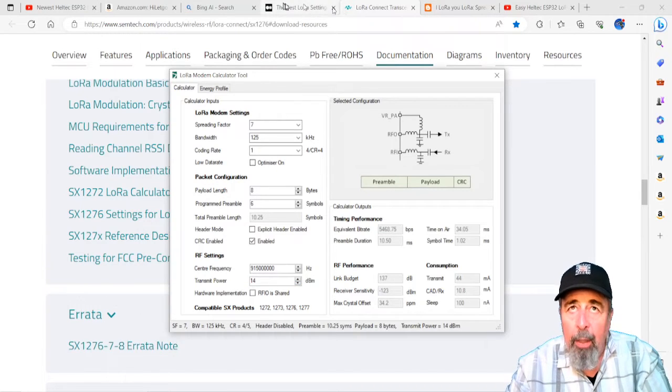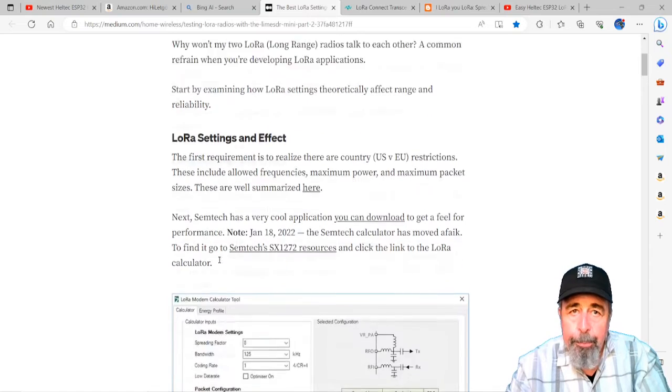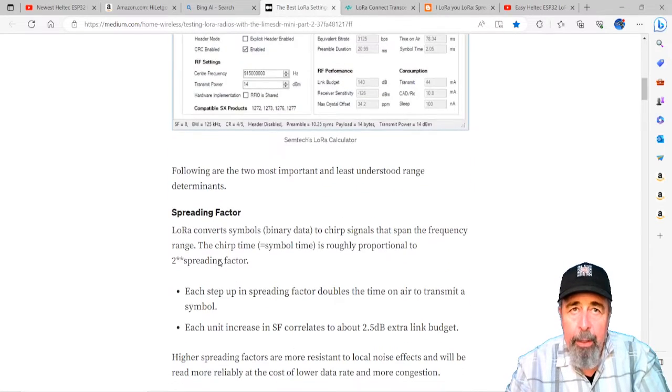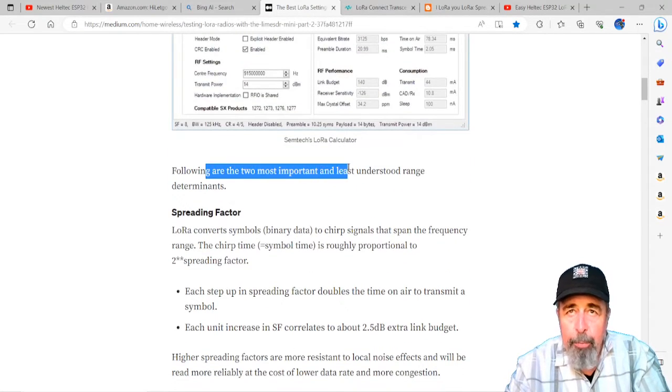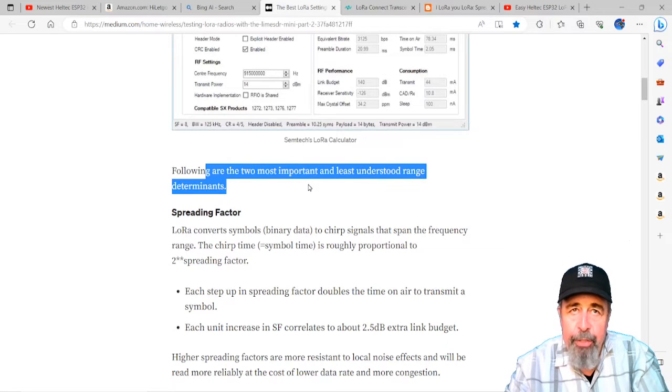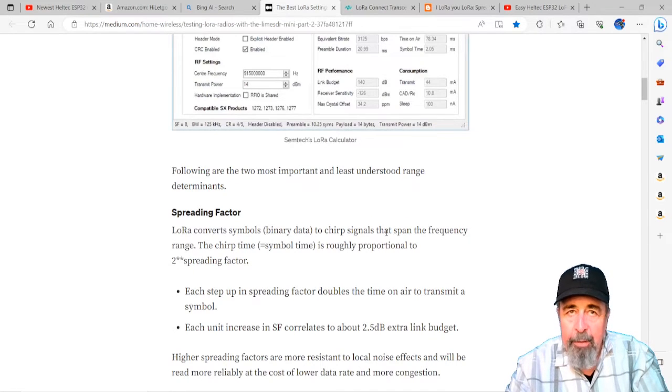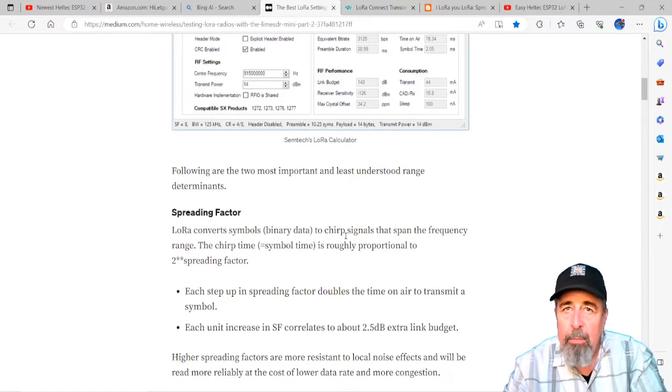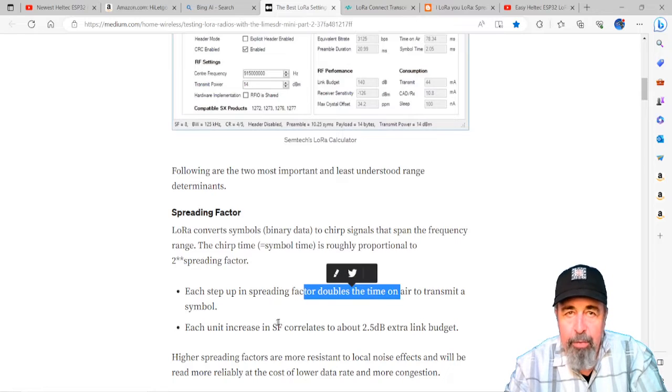Okay, let's go back to our article now. Yeah, more about the calculator. The following two are the most important and least understood range determinants. Spreading factor. Okay. LoRa converts symbols, binary data, to chirp signals that span the frequency range. The chirp time equals symbol time is roughly proportional to 2 to the power of the spreading factor. Each step up in the spreading factor doubles the time on air to transmit the symbol.